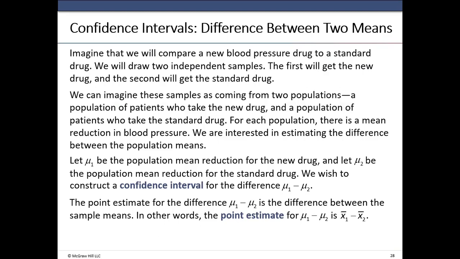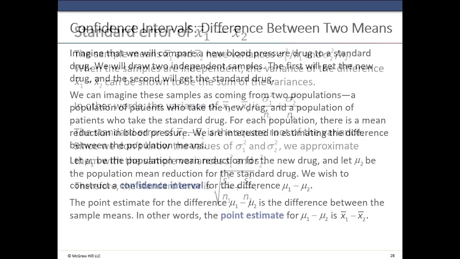For each population, there is a mean reduction in blood pressure. We are interested in estimating the difference between the population means. Let mu1 be the population mean reduction for the new drug and mu2 be the population mean reduction for the second drug. We want to construct a confidence interval for the difference mu1 minus mu2. The point estimate for mu1 minus mu2 is the difference between the sample means, x1 bar, the sample mean of sample 1, minus x2 bar, the sample mean of sample 2.